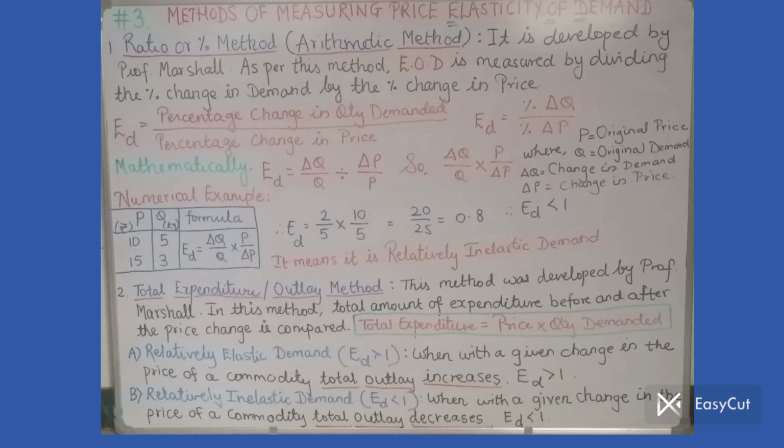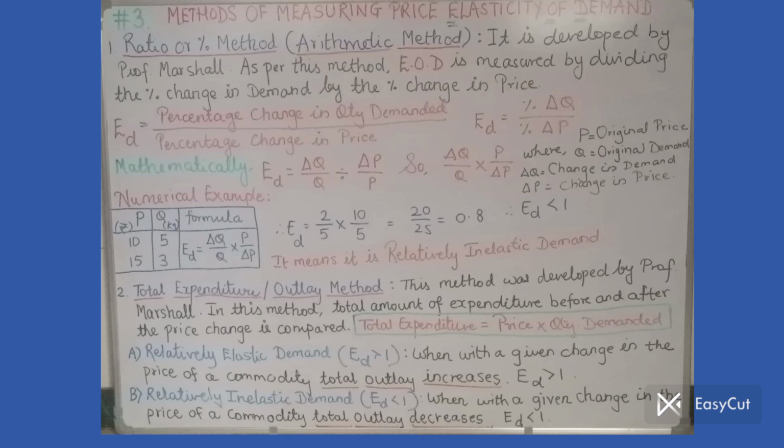I repeat in short, first method, ratio or percentage method, the very fundamental basic method. It is also known as arithmetic method. We use the simple formula, common formula, ED equal to percentage change in quantity demanded upon percentage change in price. That's it, very simple method. Now move on to second method, the other method. Second is total expenditure or outlay method. The word expenditure means outlay. So total outlay method also it is called.